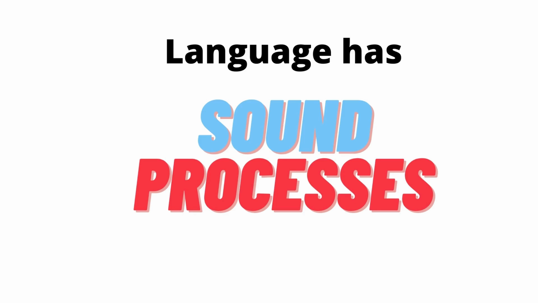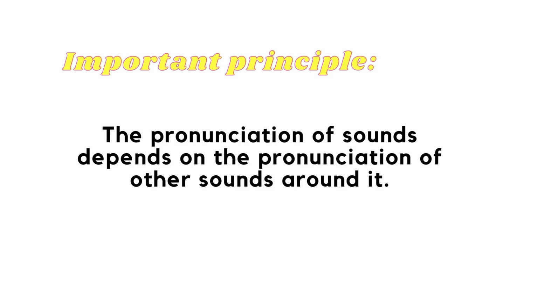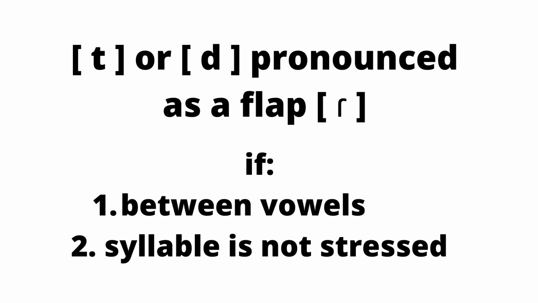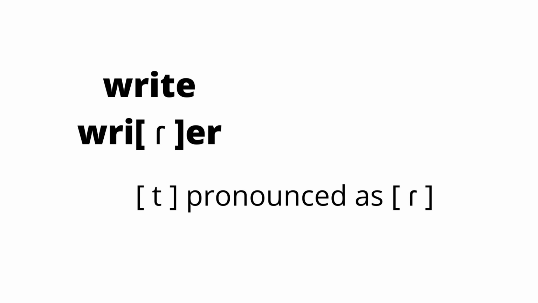Languages such as English also have sound processes. The pronunciation of sounds depends on the pronunciation of other sounds around it. For example, T or D become a short flap if they are found between vowels, and the syllable they belong to is not stressed. Here are some examples.